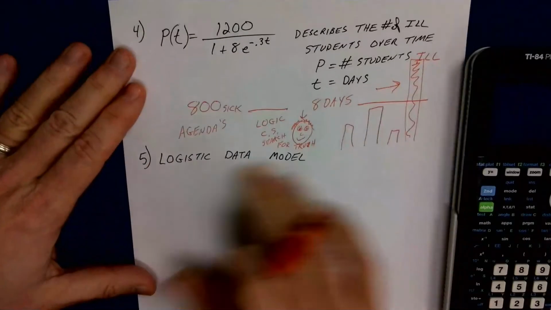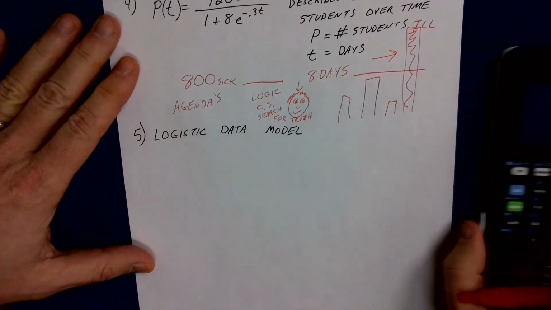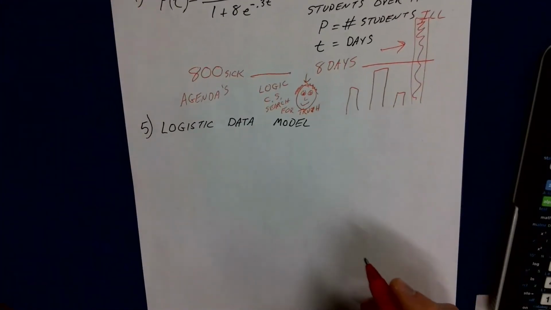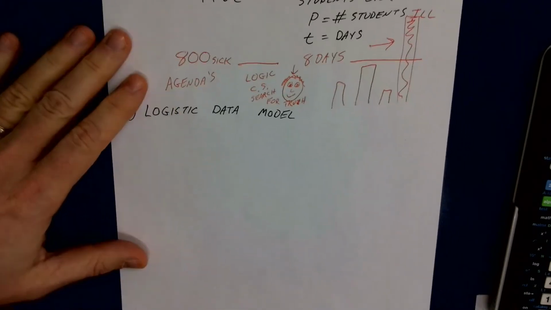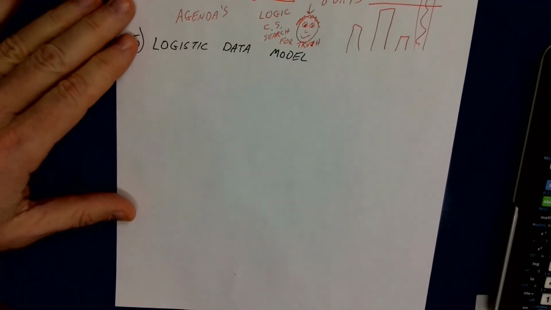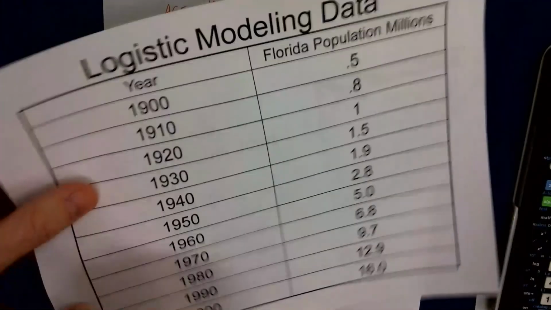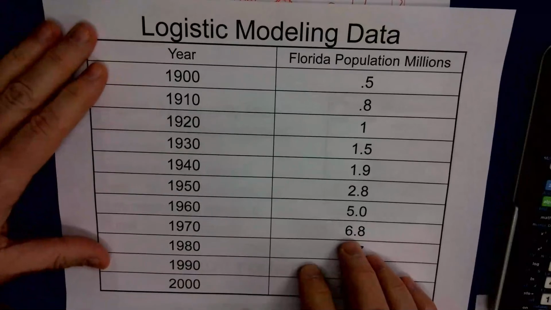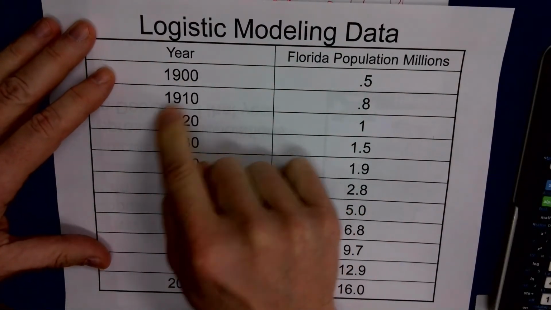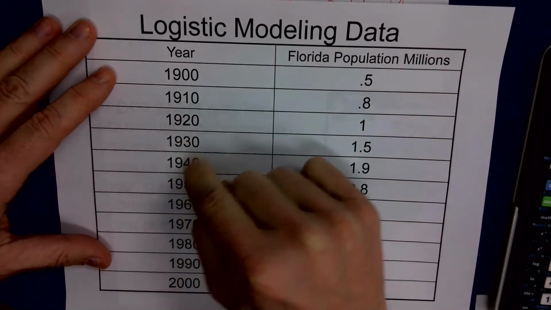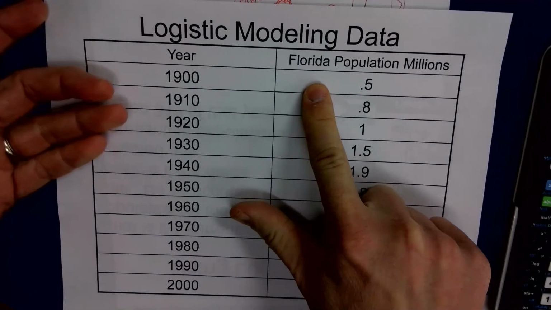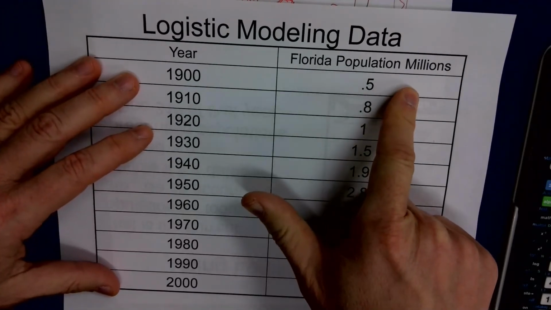So we're going to finish off with a logistic data model. In order to have a data model, we need some data. It just happens to be right here, and we're going to do this one in class too, so you can skip this if you were in class and know what's going on. We're going to take some data from the year 1900, 1910, 1920, 1930, 1940, all the way to the year 2000. This is the population of Florida in millions of people.